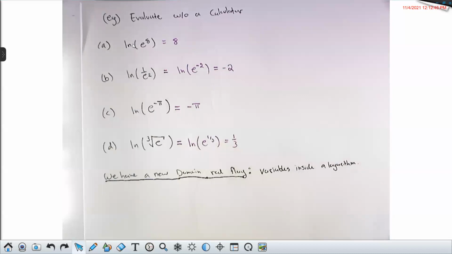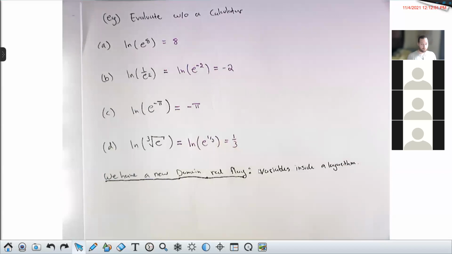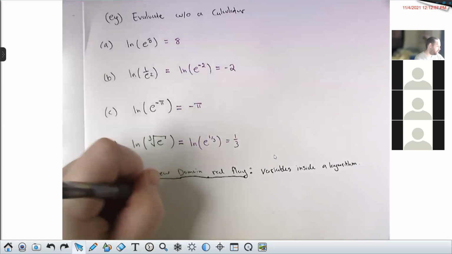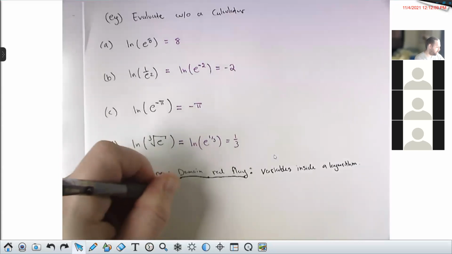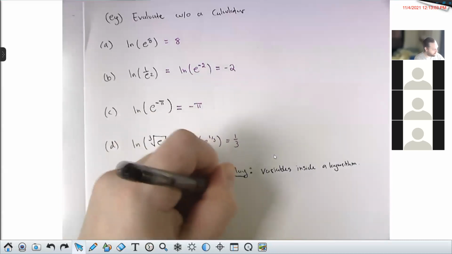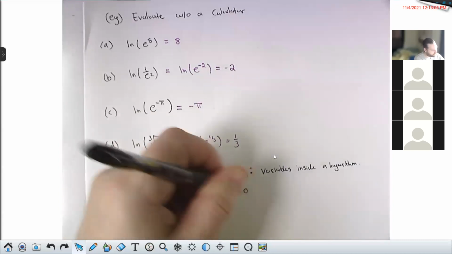So if you have a more complicated logarithm expression and you want to find the domain, you need to make sure that the inside of the logarithm is strictly greater than 0.